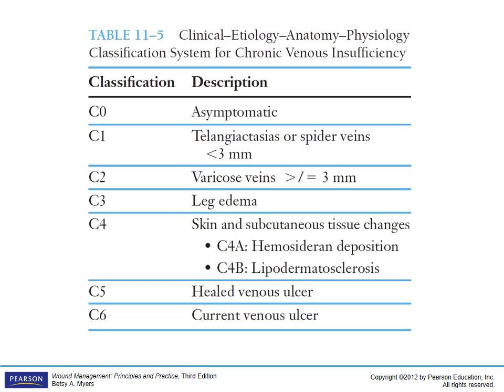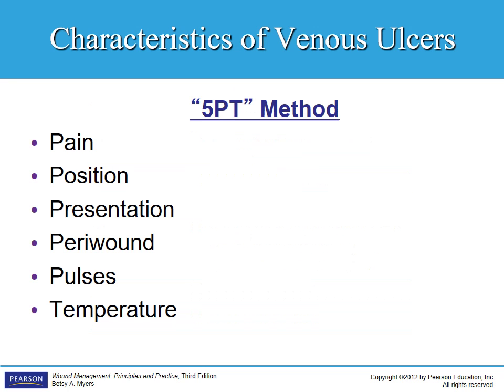So it looks very tough, and that shows you that they're not getting the perfusion that it needs, that there's a chronic venous hypertension there, which is causing this lipodermatosclerosis. They're a C5 if they have an old healed venous ulcer. They're automatically a C5 within this classification system, and if they have a current venous ulcer, they're a C6.